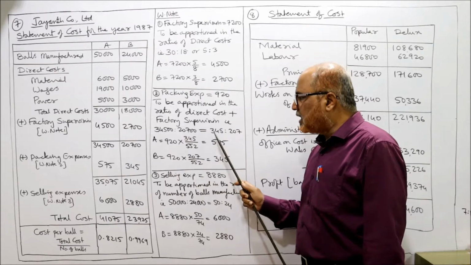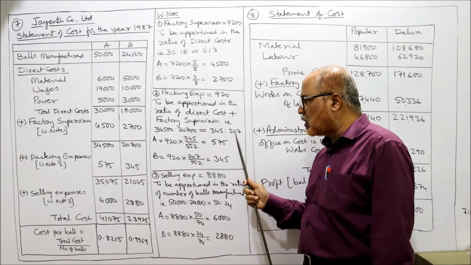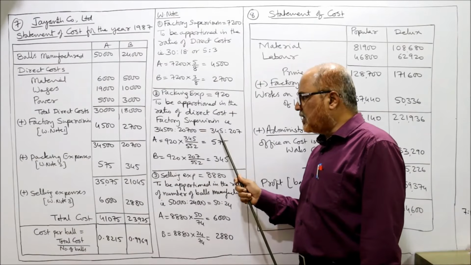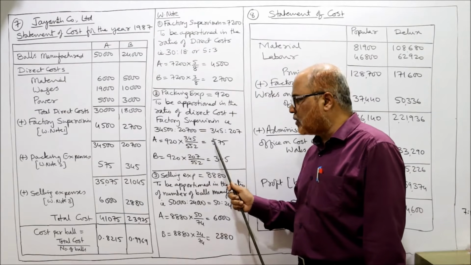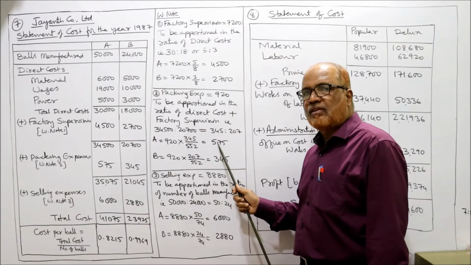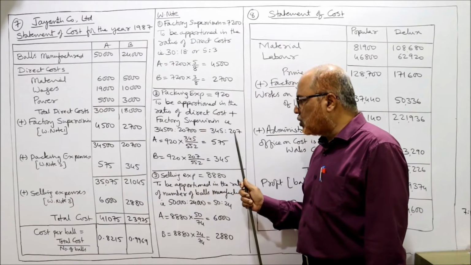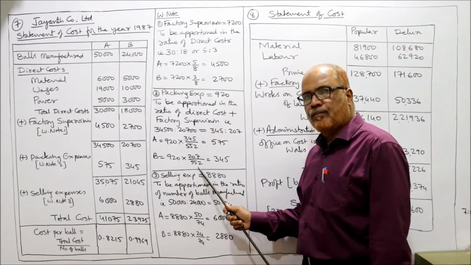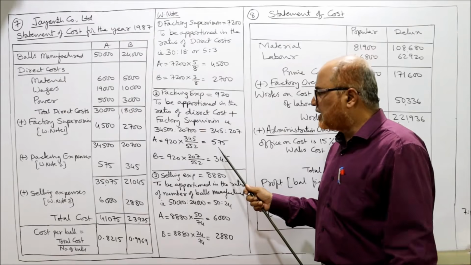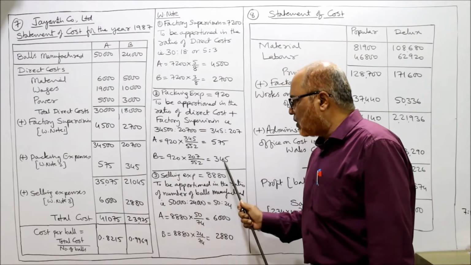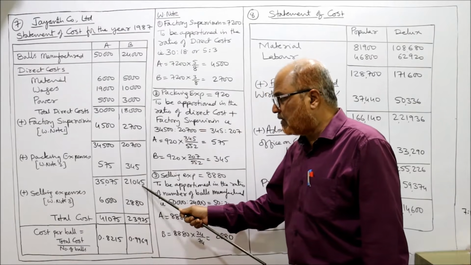So now we'll take A. 920 into 345 divided by, if you add up 345 plus 207, you will get 552. So 345 by 552 into 920, 575. So 575 packing expenses will be allotted to A. B को 920 into 207 divided by 552. 345. तो टोटल 920 को दोनों में डिवाइड करेंगे 575 ए को जाएगा और 345 बी को है. तो टोटल हो गया 35,075 21,045.